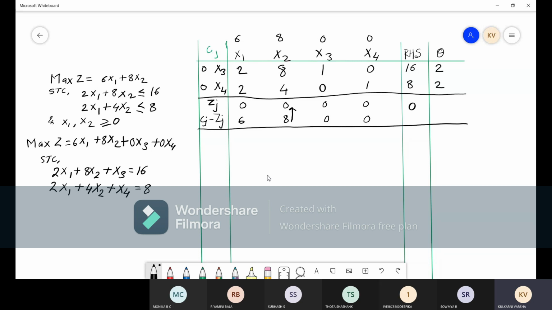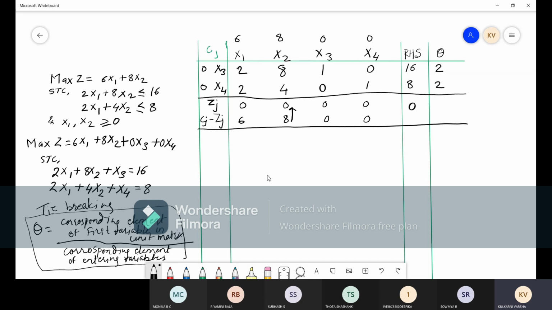So when such a tie comes, what do we have to do? We have to go for a few further steps. So when there is a tie, how will we find out? I'm once again writing the formula, in case yesterday you people forgot to write. So how will we find the theta? Theta is equal to, in case you have to use this, otherwise our theta is the RHS divided by the corresponding elements of the entering variable, right?